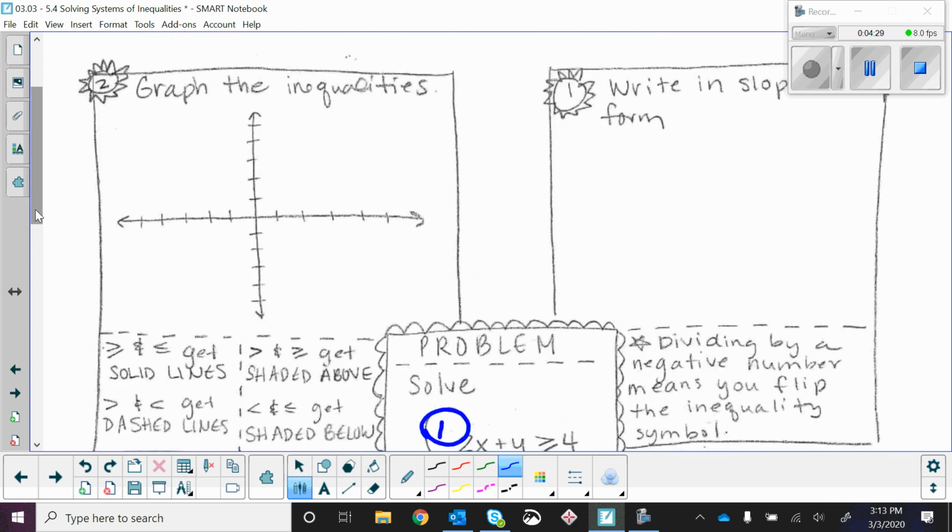2x plus y greater than or equal to 4. So we need to get the y by itself. We're trying to get it in mx plus b form. What do I need to do to make that happen? Move the 2x over by subtracting.